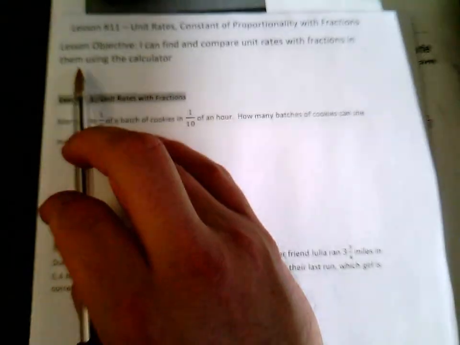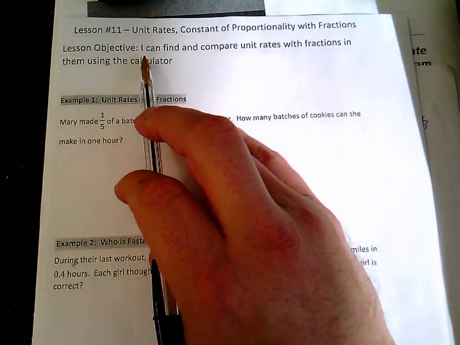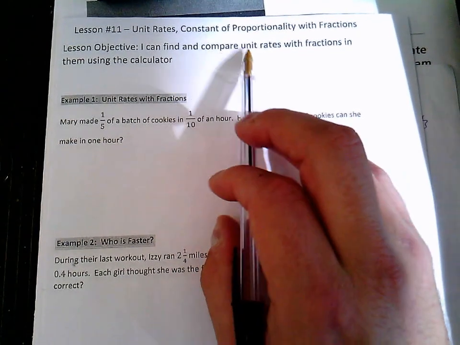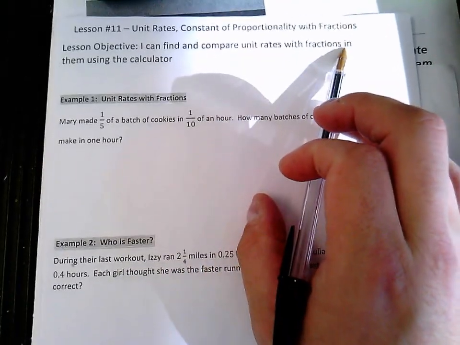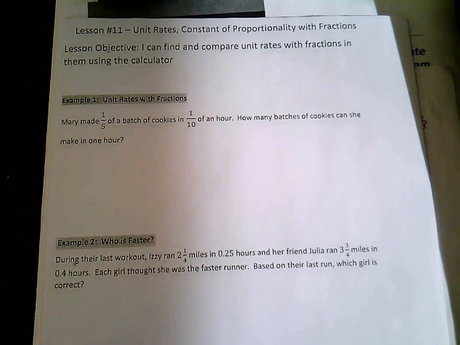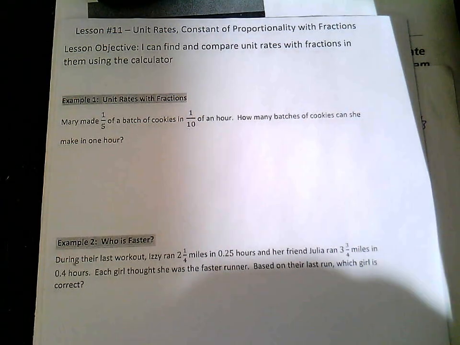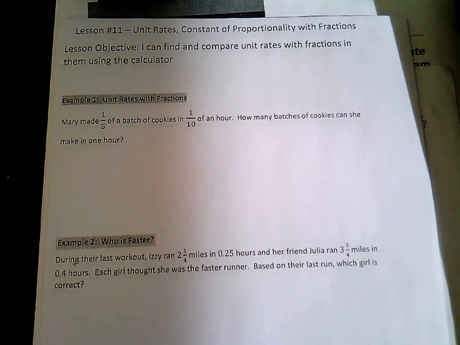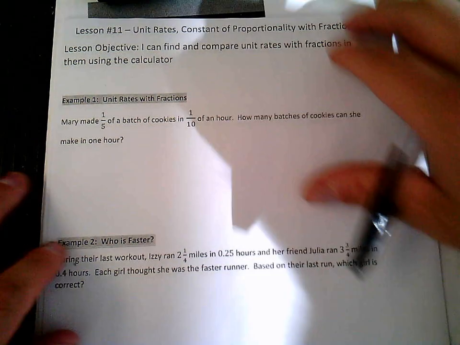So the objective, changing something up, I actually put the objective in so we don't have to worry about writing it. It says, I can find and compare unit rates with fractions in them using the calculator. Okay, so you're not going to have to do any of this math by hand because the calculator is there for you. So I've got 3 examples I'm going to model for you, and they get a little bit tougher as we go. And then there's a checkpoint on the next page.